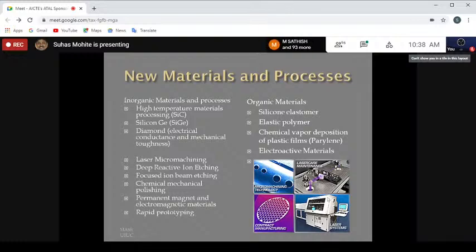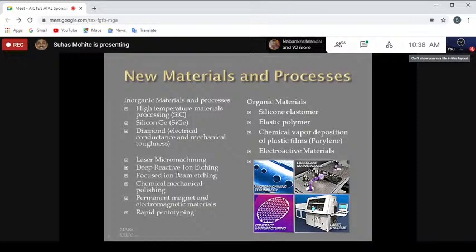But when they came up with inventions and developments of various sensors, the possibilities grew manyfold, and new materials also became amenable, such as high temperature inorganic materials, silicon carbide, silicon germanium alloy, and diamond, because of its electrical conductance and mechanical toughness. Properties pose limitations, and therefore one attempts to overcome those limitations by using different materials, but the processes must allow making use of those materials, and that eventually became possible.